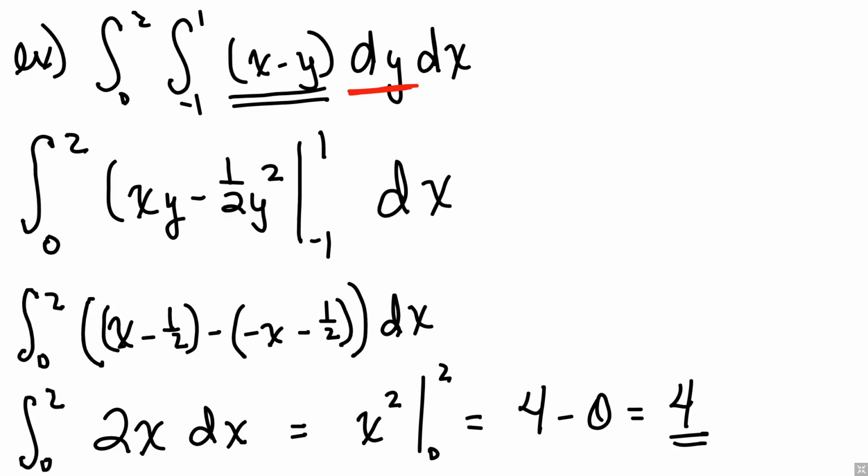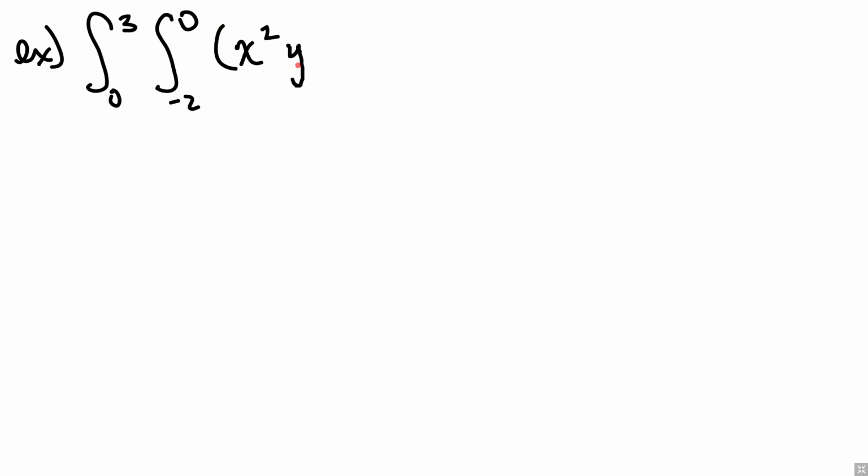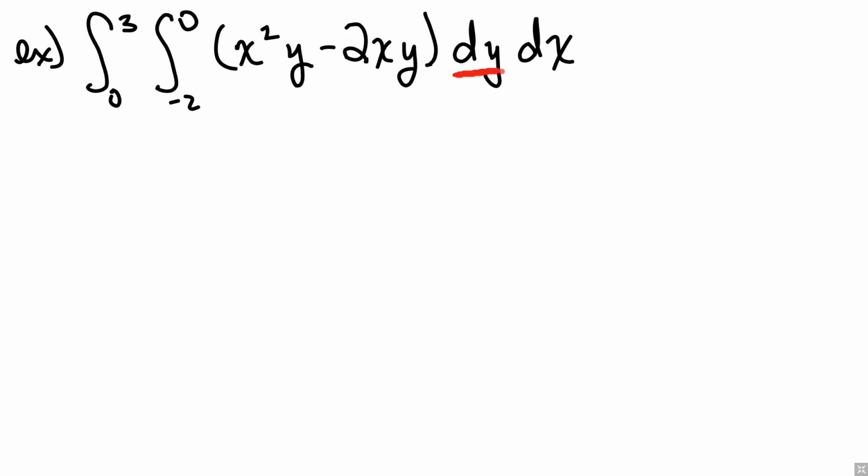Okay, so now let's look at the next example. So the next example, I've got the integral from 0 to 3, integral from -2 to 0 of x squared y minus 2xy dy dx. So by looking at this, the first thing we're going to do is integrate with respect to y. So if I integrate with respect to y, I'm going to have the integral from 0 to 3.